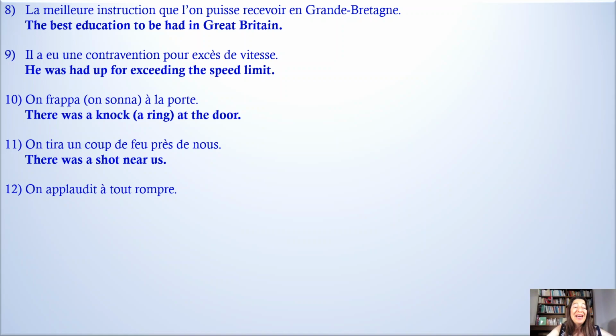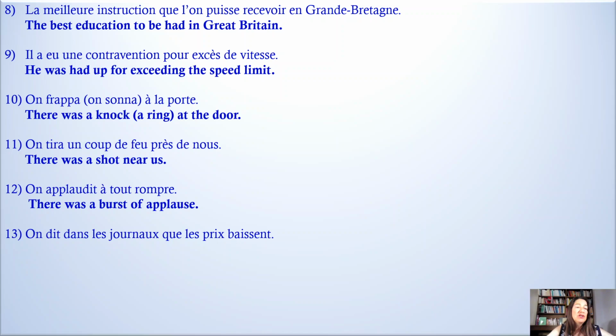And on applaudit à tout rompre. In that case as well, different options could be possible. The audience burst into applause would be a possibility, but there's also the possibility to use there. There was a burst of applause. So different examples for you to remember that this impersonal form here is often used to translate on when it has a really vague meaning.